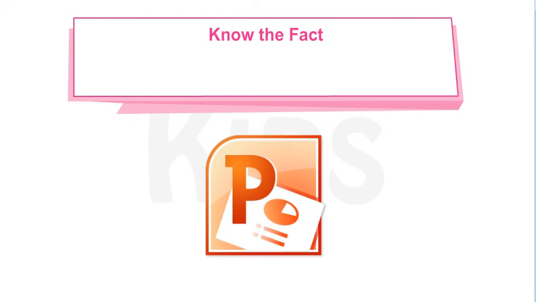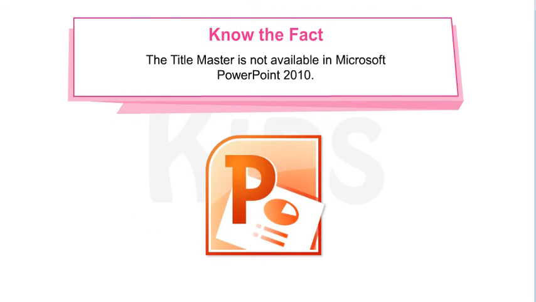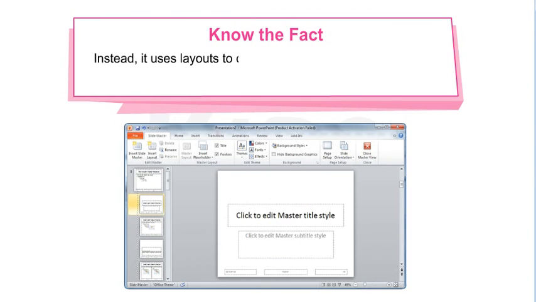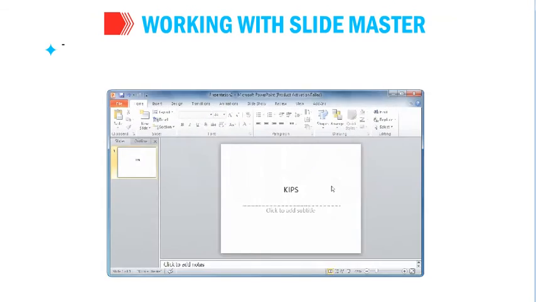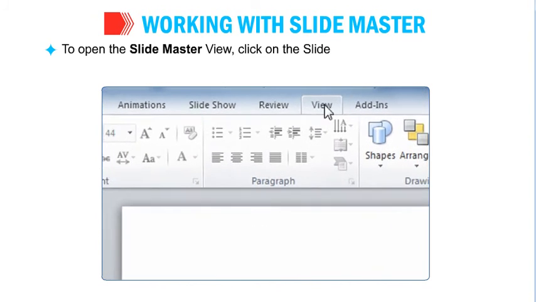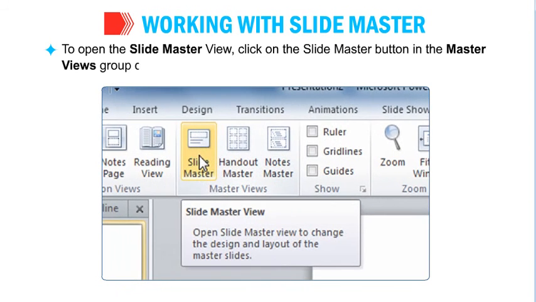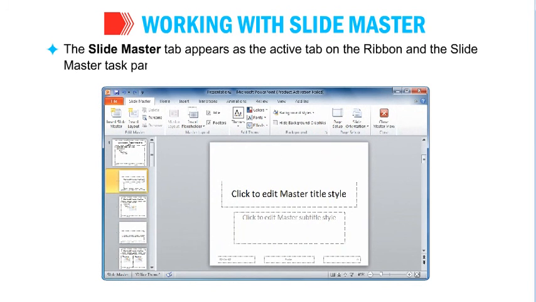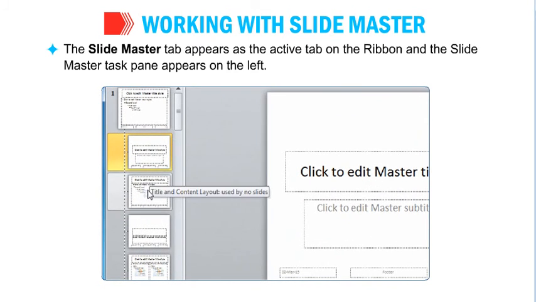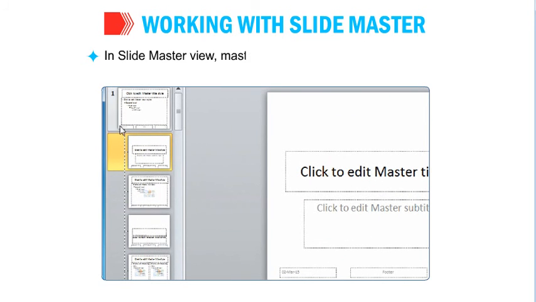Okay, students, note the fact that the Title Master is not available in Microsoft PowerPoint 2010. Instead, it uses layouts to define content formatting, positioning, and placeholders for all the content that appears on a slide. To open the Slide Master view, click on the Slide Master button in the Master Views group on the View tab. The Slide Master tab appears as the active tab on the ribbon, and the Slide Master task pane appears on the left. In Slide Master view, master slides are displayed in the task pane.